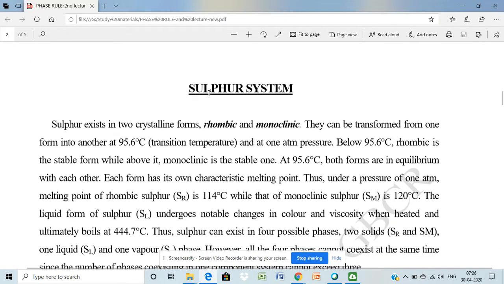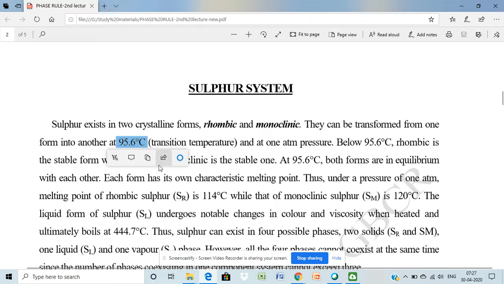Today we will be studying the sulfur system. In the previous lecture, we studied the water system, and today we will be studying the sulfur system. Sulfur exists in two crystalline forms, rhombic sulfur and monoclinic sulfur, and they can be transformed from one form to another at 95.6 degrees Celsius.